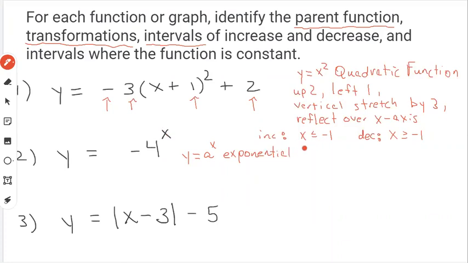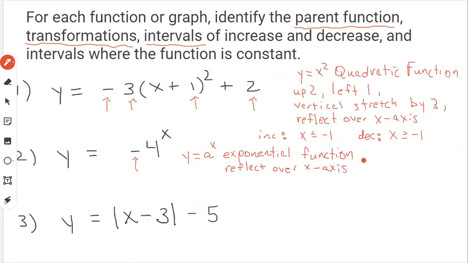So what transformations are going on here? Well, there's really only one transformation to really speak of. It's this negative on the outside. And you know, if we multiply by a negative number, that means we're reflecting over the x-axis. That is the only transformation that's going on.